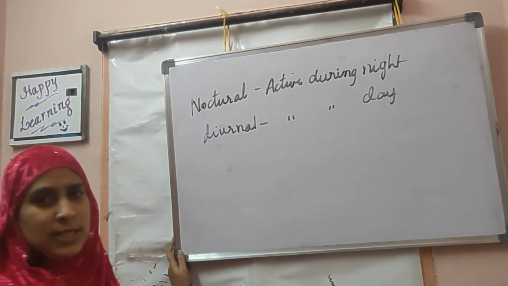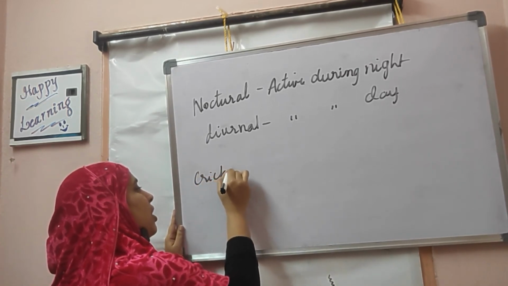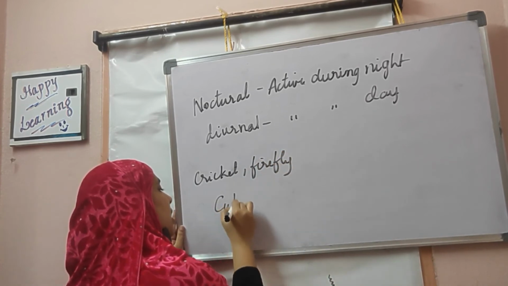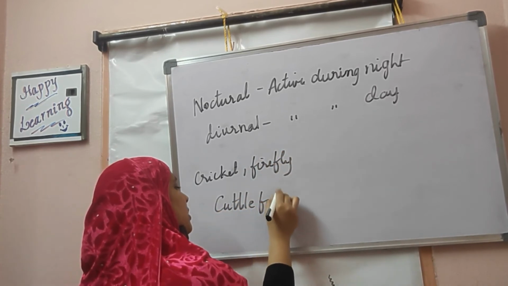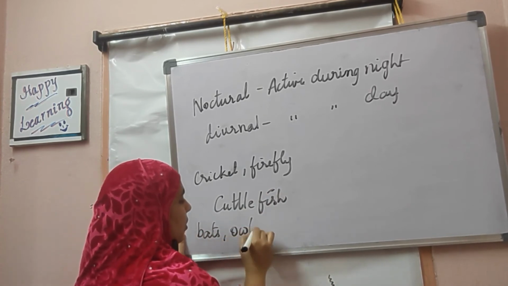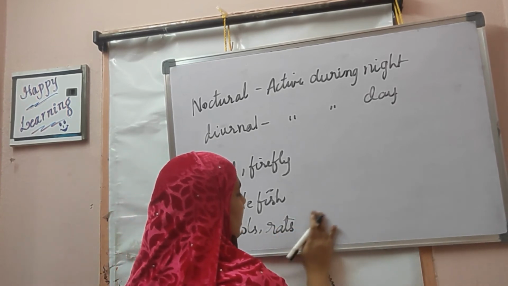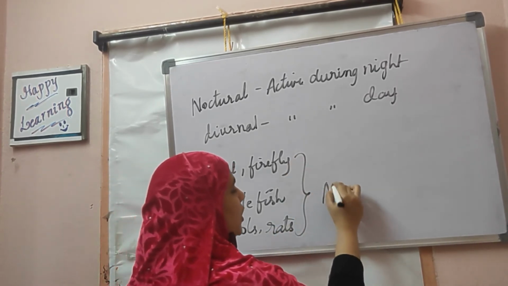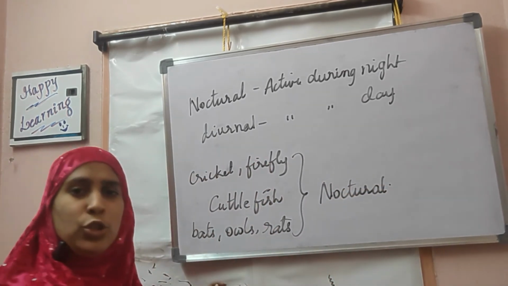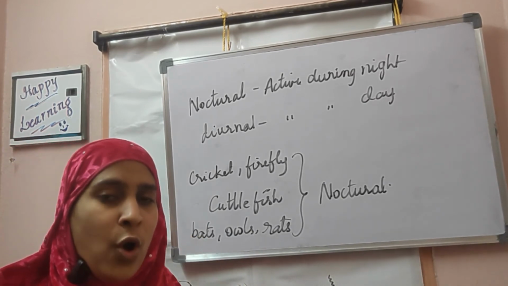But these organisms which live in desert and some insects like cricket, firefly, and some fishes like cuttlefish, some animals like bats, owl, rats are active during the night time. So these are all the nocturnal organisms. Keeping their body active during the night prevents the excess water loss due to dehydration of hot sun.